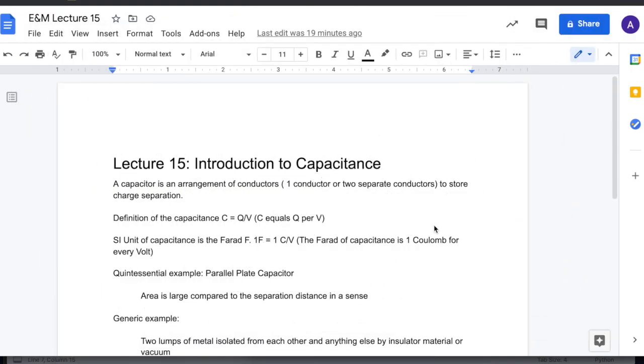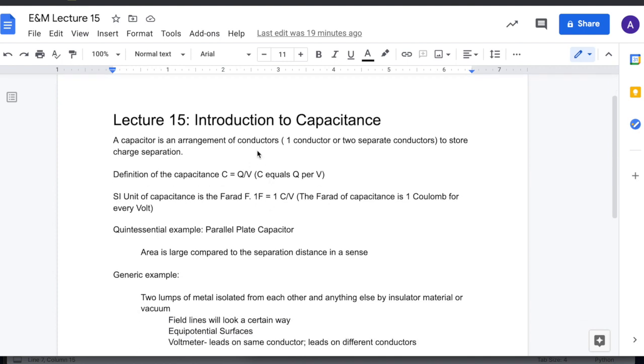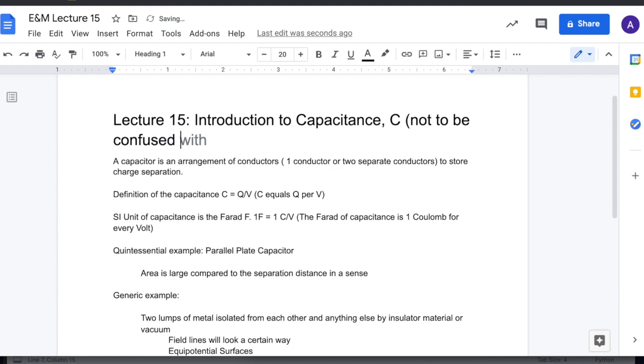So in this lecture video, lecture number 15 in an introductory class in electricity and magnetism, I'm just going to introduce the concept known as capacitance. And capacitance is typically given the symbol capital C, not to be confused with the Coulomb. So lots of capital C's around.